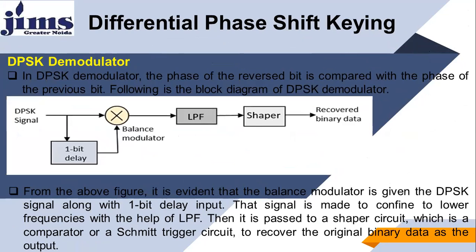So from this figure, it is evident that the balanced modulator is given the DPSK signal along with the 1 bit delayed input, and that signal is confined to lower frequencies with the help of the LPF. Then it is passed to a shaper circuit, which is a comparator or a Schmitt trigger circuit, to recover the original binary data as the output.